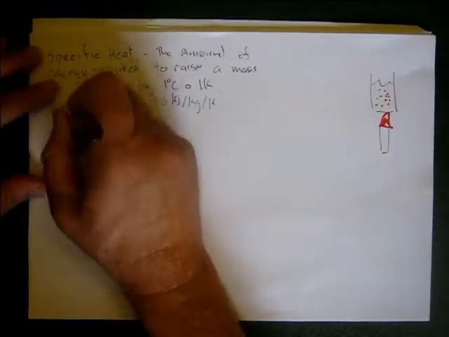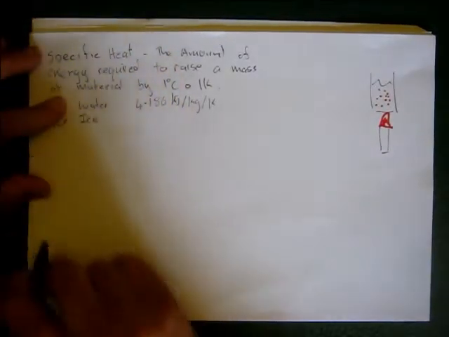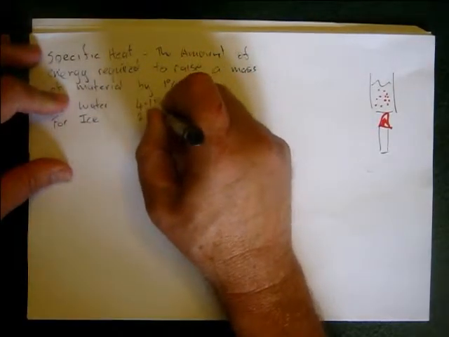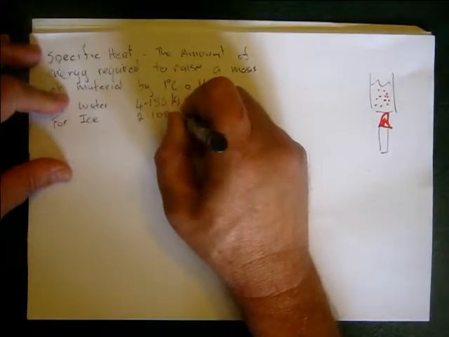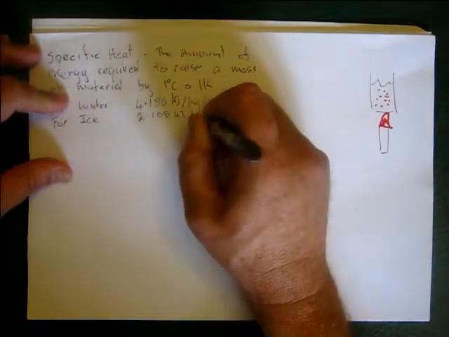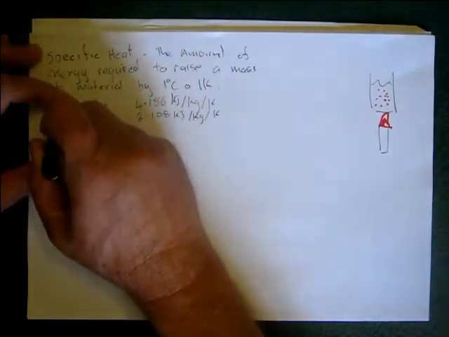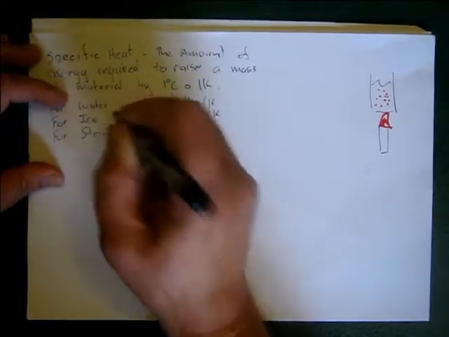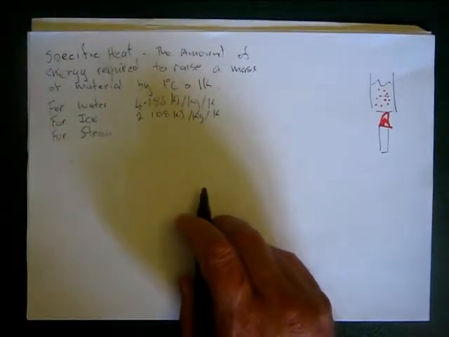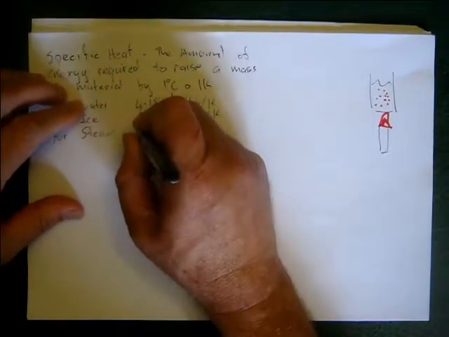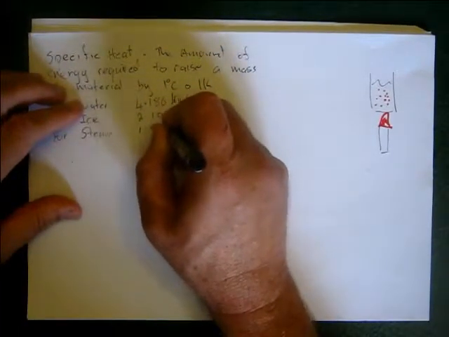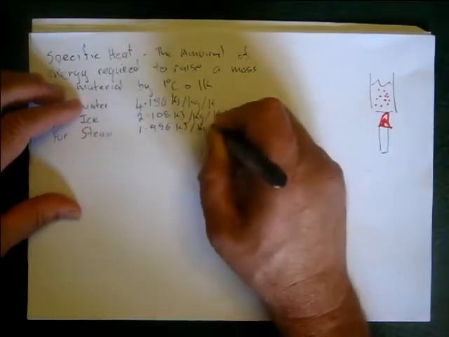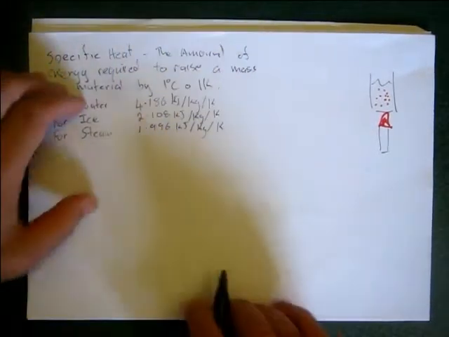For ice, because ice has a different structure, it's going to be 2.108 kilojoules per kg per Kelvin. And for steam, again, now the molecules are loose and can float around, it's 1.996 kilojoules per kg per degree Kelvin.